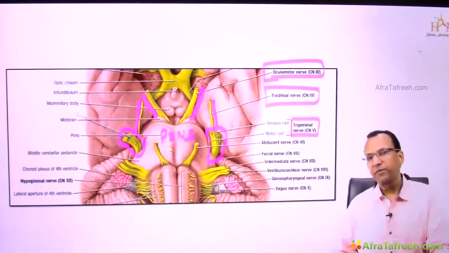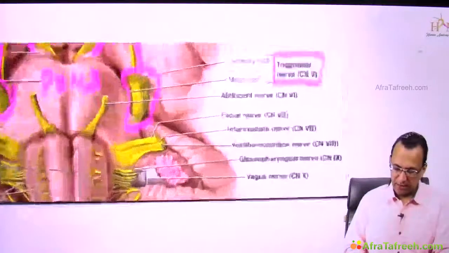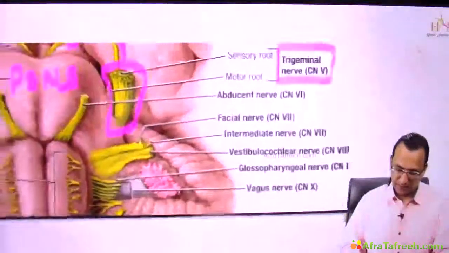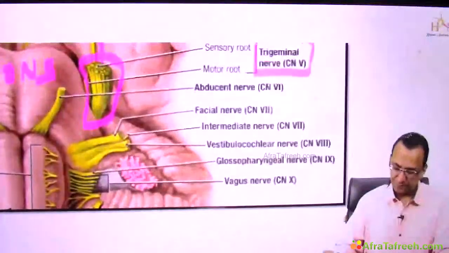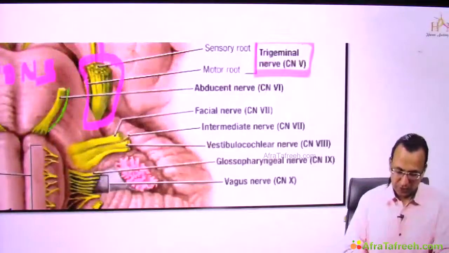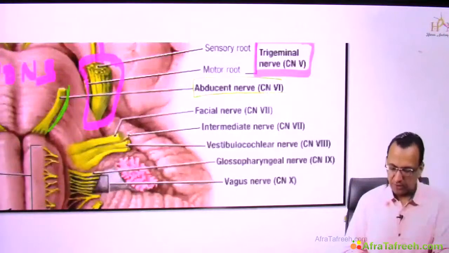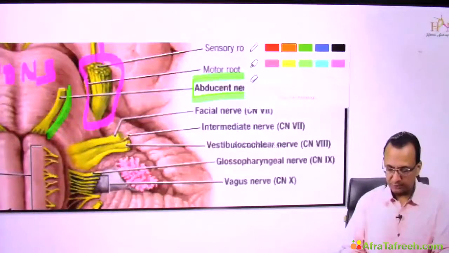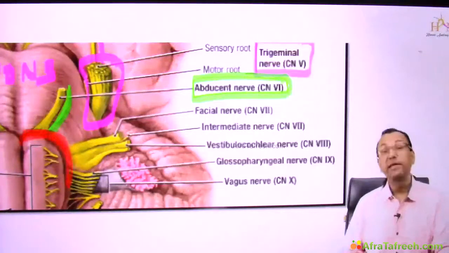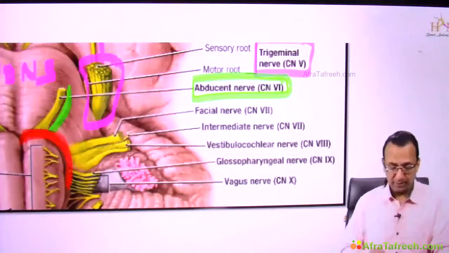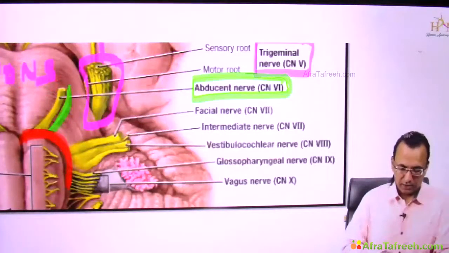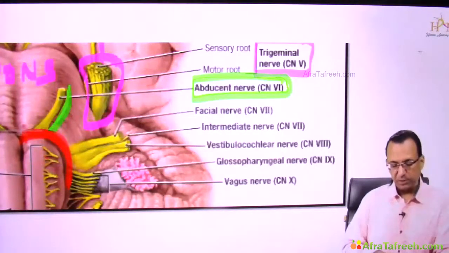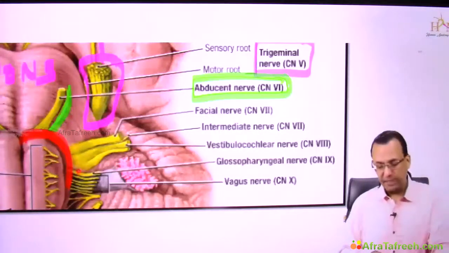If you're talking about number 5, 6, 7, 8, let us still magnify the diagram and you will see this is nerve number 6, the abducens nerve, near the midline. It is at the pontomedullary junction, because this is the pons and this is the medulla oblongata. So this is the pontomedullary junction where you can see the 6th nerve near the midline.